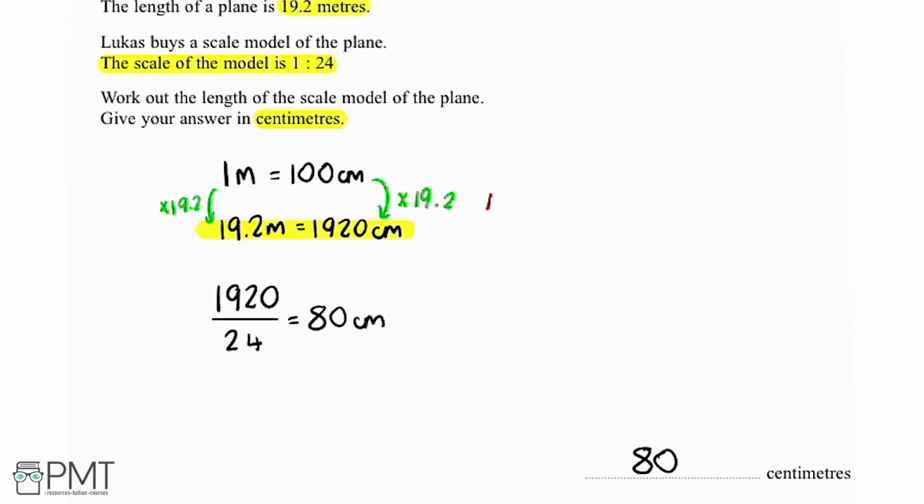And we get our first mark up here for the conversion, second mark for dividing by 24, and the final mark for the correct answer of 80 centimetres.